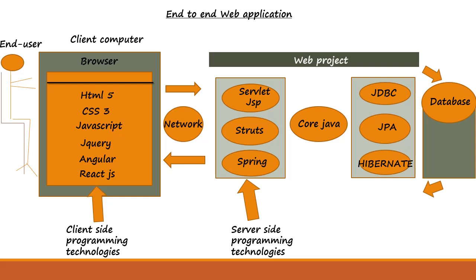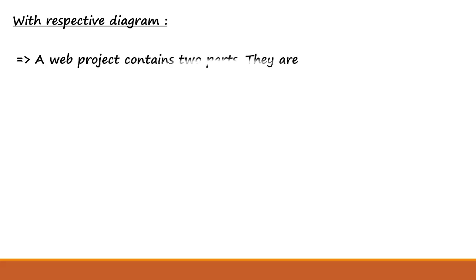Then the end user is able to see that page by using HTML, CSS and JavaScript. So this is the end-to-end program where we use client-side programming, server-side programming and database. We will see a real-world example of all this in the next classes. Next we will discuss, with respect to the diagram, what we have discussed.